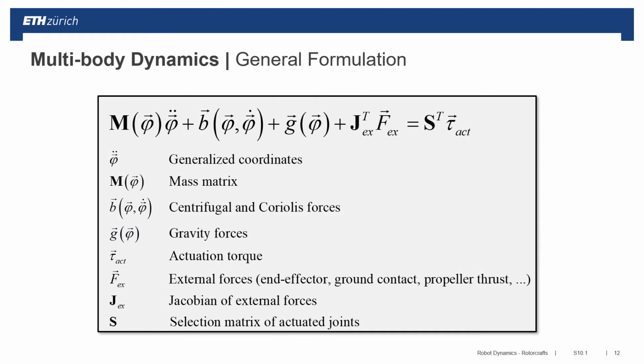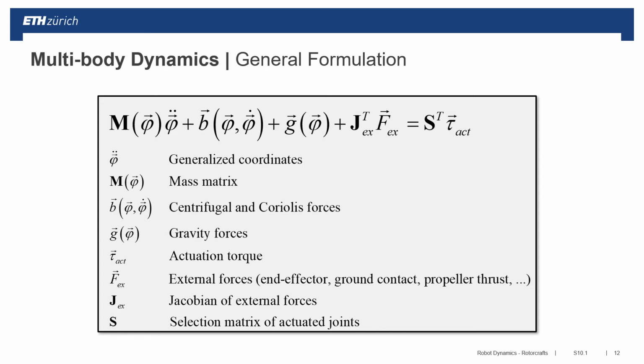For the quadrotor, we start again with the general formulation of the multi-body dynamics, as you have seen it before. So we have all the different forces acting on your system. On the very left, you have the mass matrix multiplied by the accelerations. Then you have the centrifugal and Coriolis forces and the gravity force, and of course all the forces externally or by the controller and rotors acting on the system.